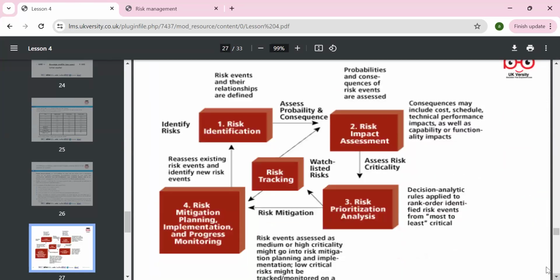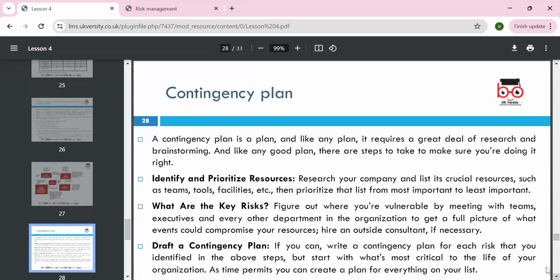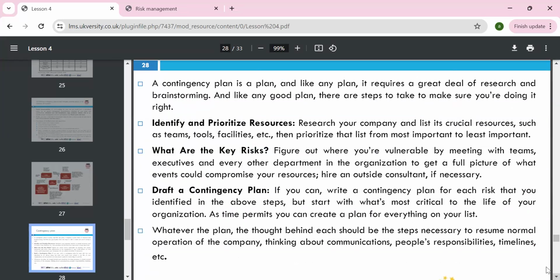So let's look at this example, please. Let's spend 2 minutes. We have risk identification, risk tracking, risk mitigation, risk assessment, and then you can make a second plan. Based on the contingency plan, identify and prioritize the resources. What are the key risks? Is it the material risk, the planning risk, the supply risk, any risk? Those we need to draft into the contingency plan.